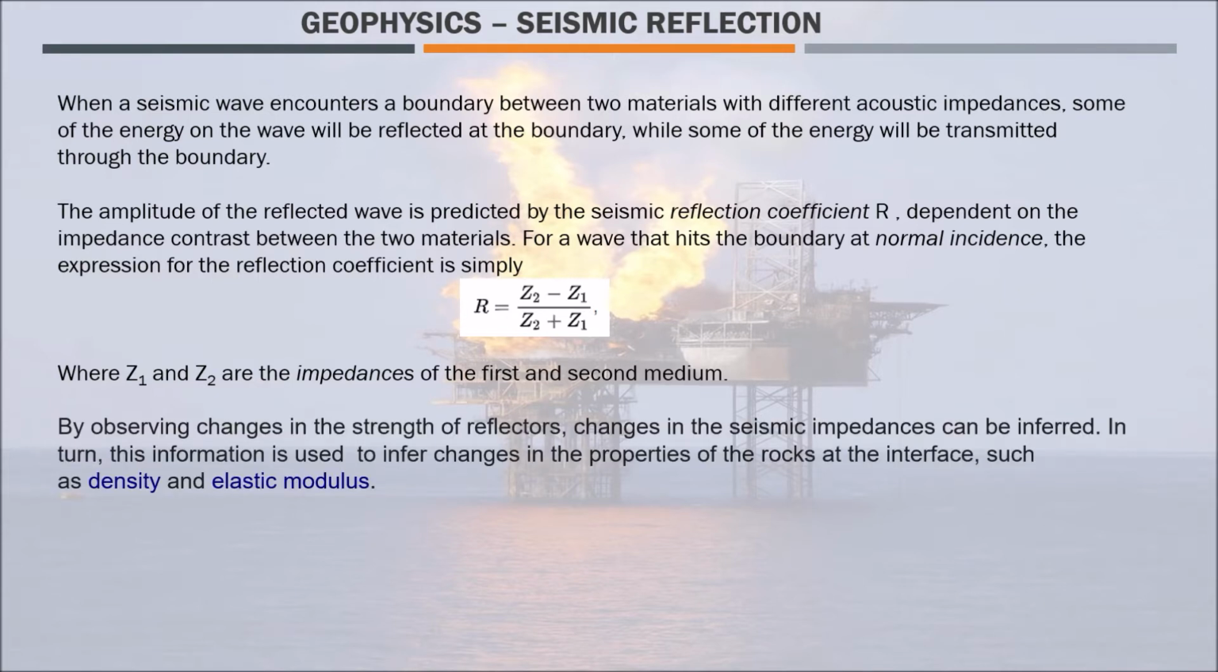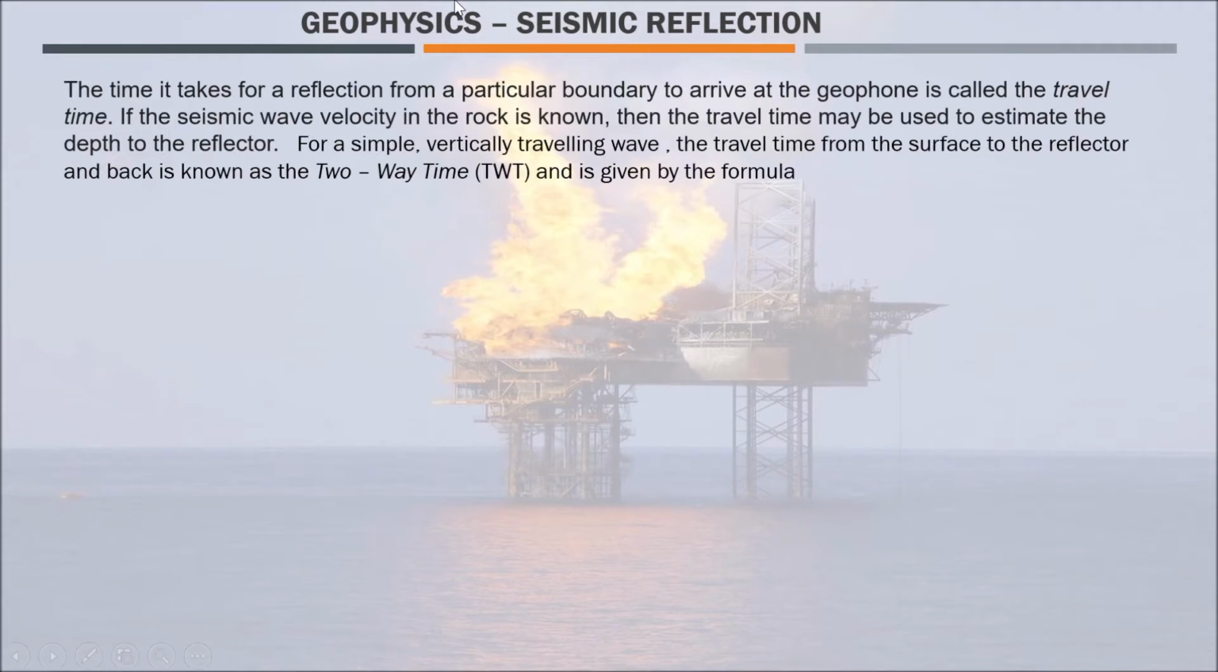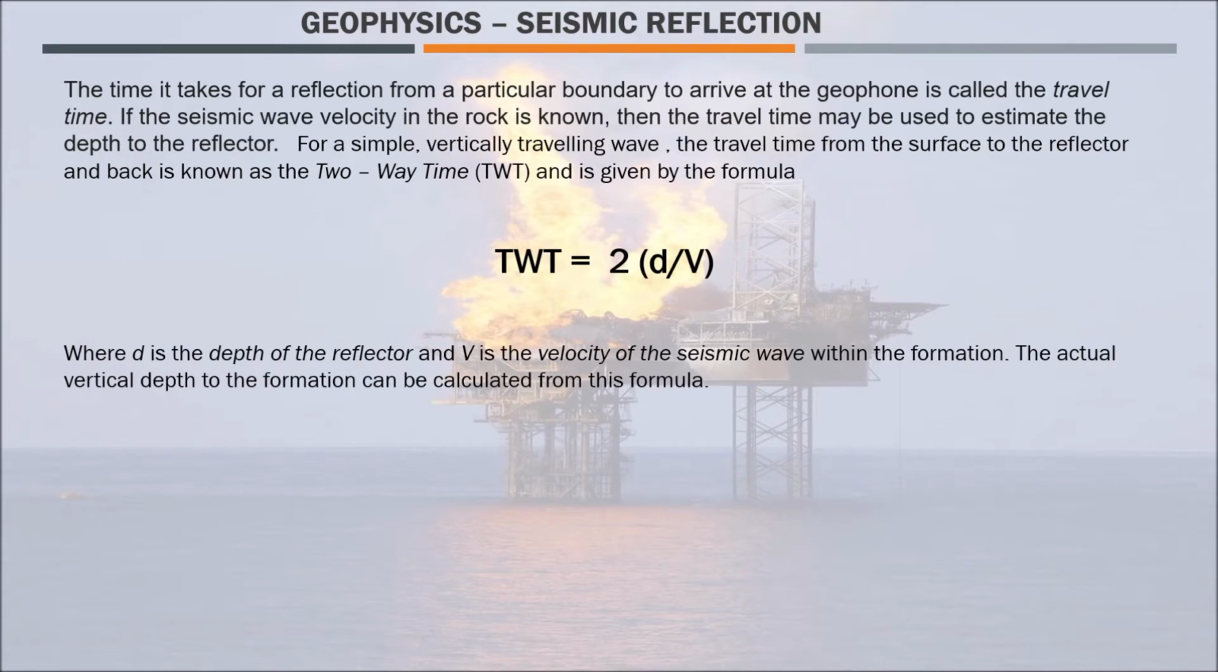By observing the strength of the reflectors, the changes in the seismic impedances can be inferred. In turn, this information is used to infer changes in the properties of the rocks at the interface, such as density and elastic modulus. The time it takes for a reflection from a particular boundary to arrive at the geophone is called the travel time. If the seismic wave velocity in the rock is known, then the travel time may be used to estimate the depth to the reflector. For a simple vertically traveling wave, the travel time from the surface to the reflector and back is known as the two-way time and is given by the formula TWT equals 2d/v, where d is the depth of the reflector and v is the velocity of the seismic wave within the formation. The actual vertical depth to the formation can be calculated from this formula.